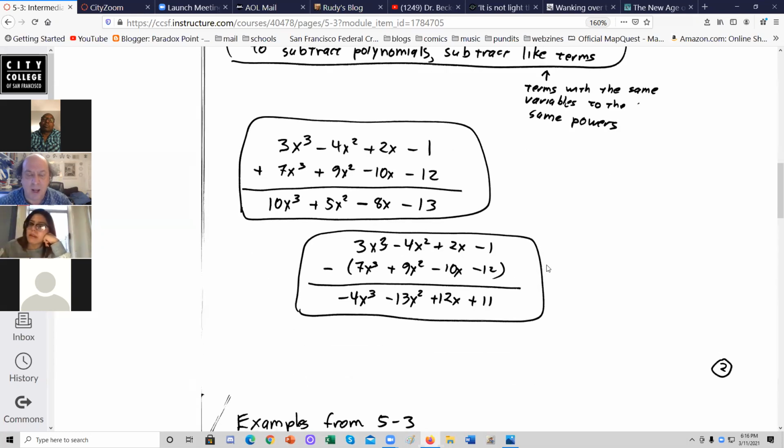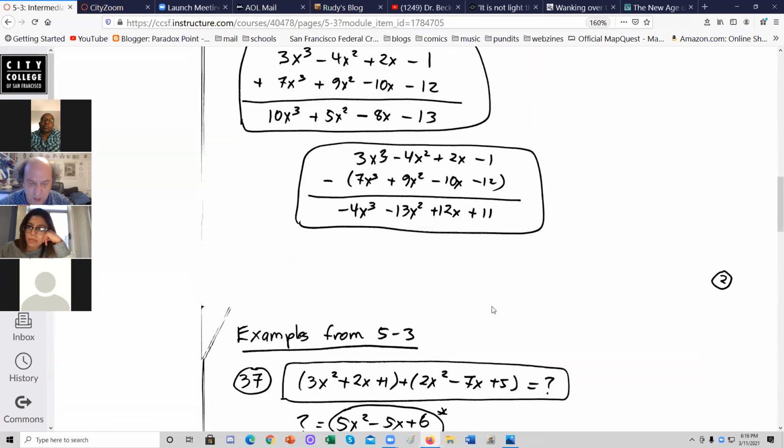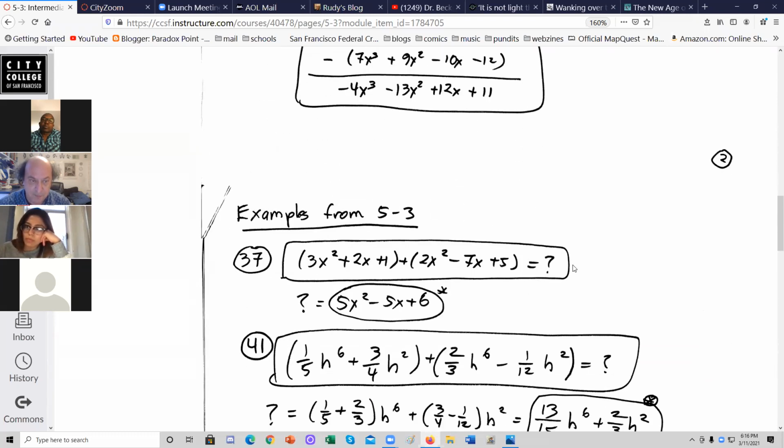Now here, if we subtract them, we have to subtract them term by term. So 3x cubed minus 7x cubed, 3 minus 7 makes -4, so minus 4x cubed. Minus 4x squared minus 9x squared, minus 4 minus 9 is minus 13, so minus 13x squared. 2x minus -10x, 2 minus -10 is 12, therefore 12x. And -1 minus -12 is -1 plus 12, which is plus 11.